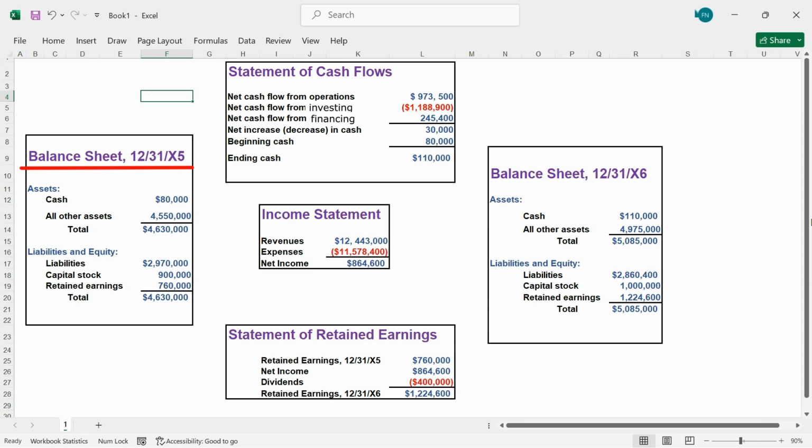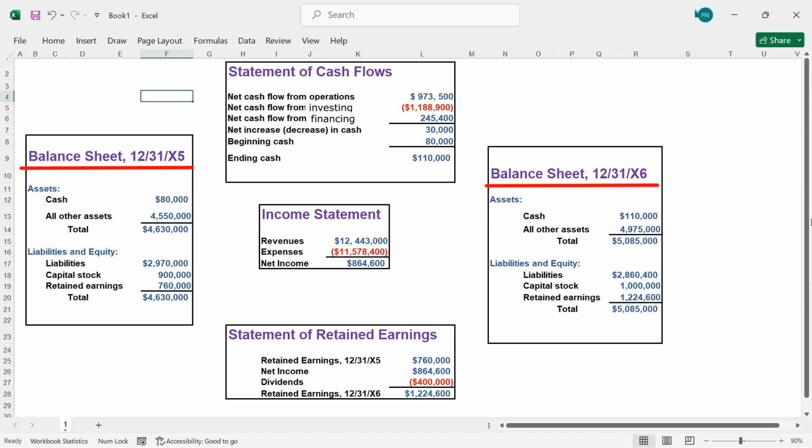as of 12/31/X5. And on the far right-hand side we have the balance sheet as of 12/31/X6. So we have the balance sheet at the end of the prior year and the end of the current year, or another way to say that is we have the balance sheet as of the beginning of the year X6 and as of the end of the year X6.